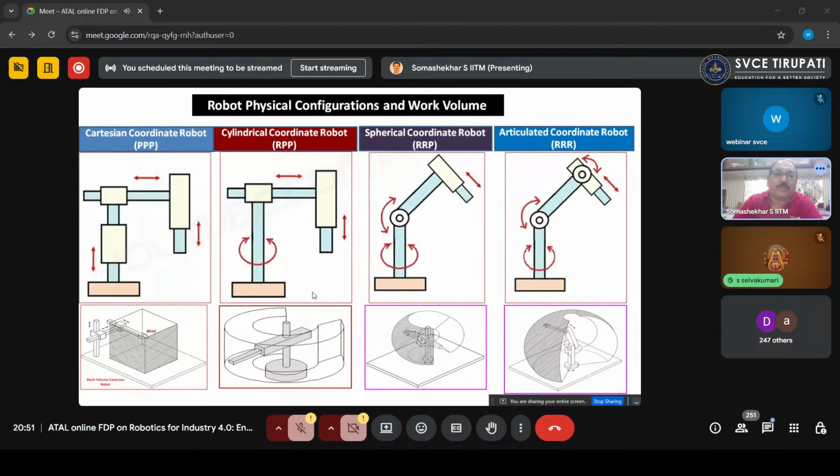You will see that the grippers and tools are not attached when determining the work volume of the robots. In the Cartesian coordinate robot, you will get a box type work volume. For the cylindrical robot, the work volume is shown. The work volume determination is very important, which is based on the number of joints.